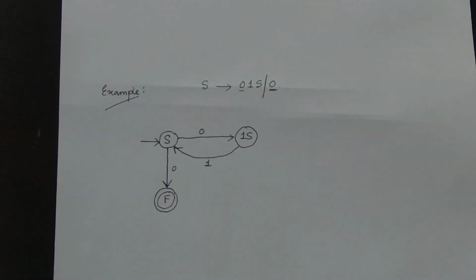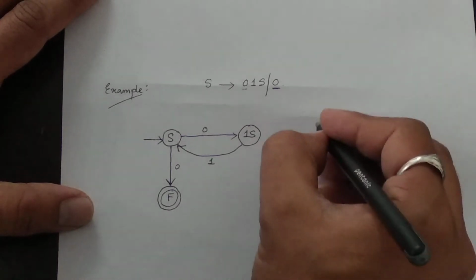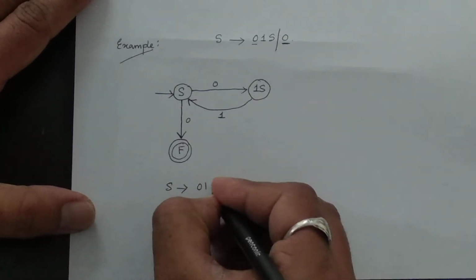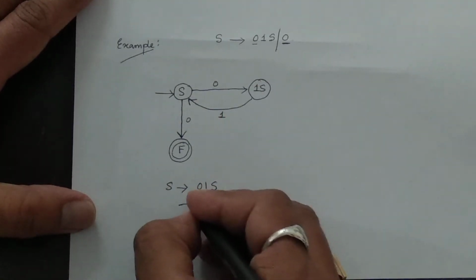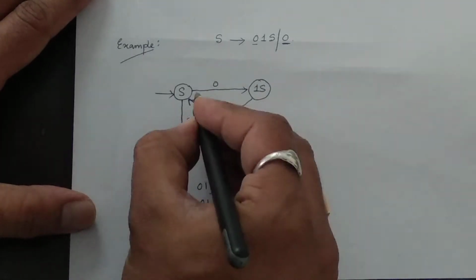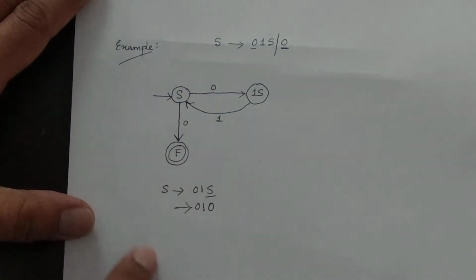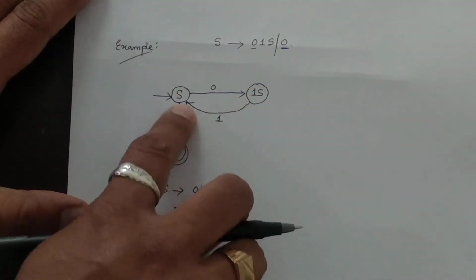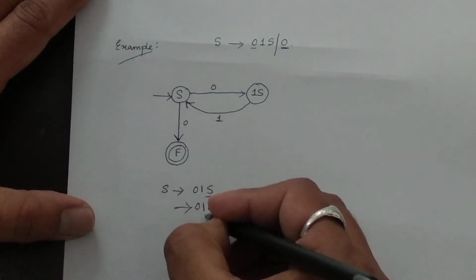That's it. Now if you want to check an initial string, S stands for 0, 1, S. In place of S, I want to put 0. So the answer will be 0, 1, 0. If you want to check in the grammar whether this string is accepted in the automata, first is 0, okay. Then 1, okay. Then 0, okay. This is the final state. So this string is accepted.